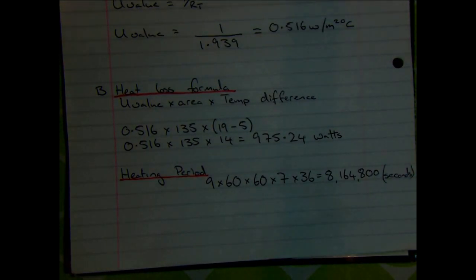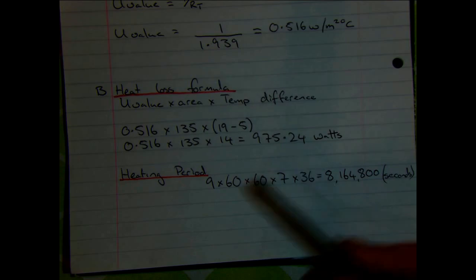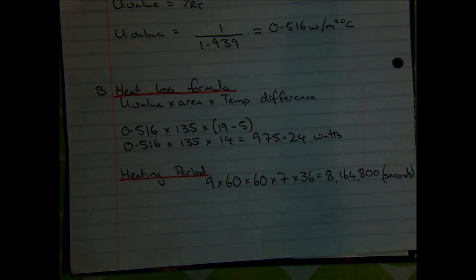Now, the next thing we need to work out is the amount of kilojoules we're using per year. So we have the amount of time and we have the heat loss as well.